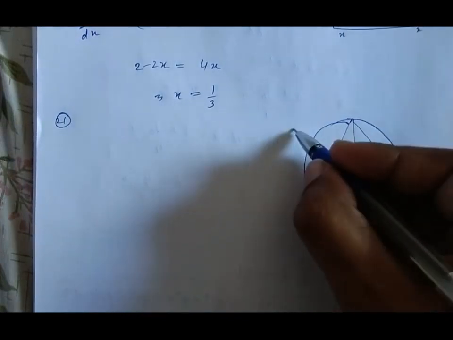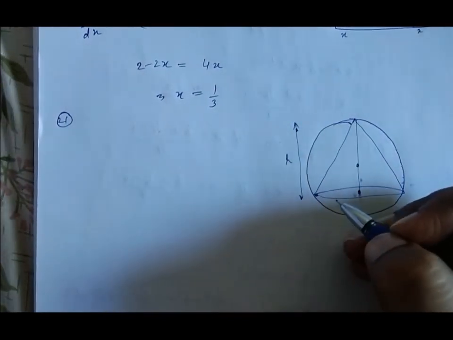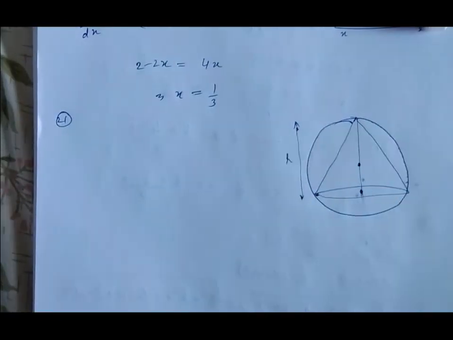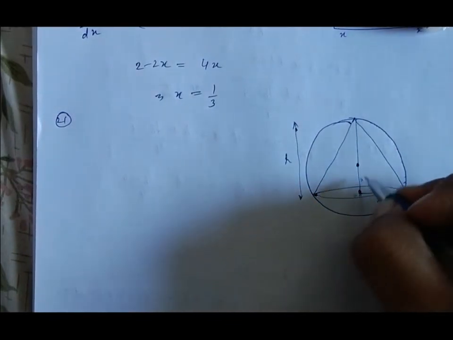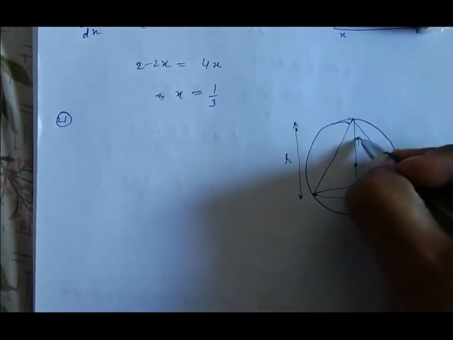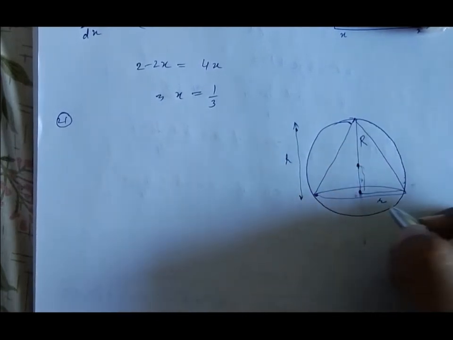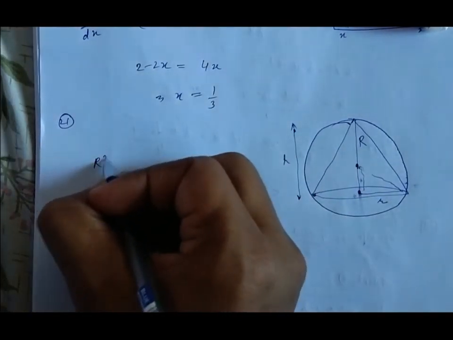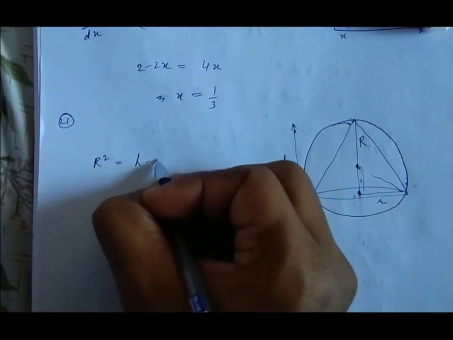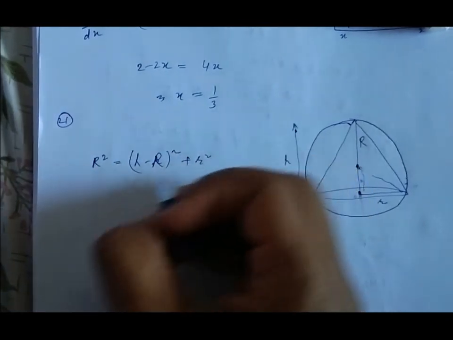So let the height of the cone be h, and the radius of the base of the cone be small r. The radius of the sphere is capital R, so this would be h minus R. Hence R square would be equal to (h minus R) whole square plus r square.